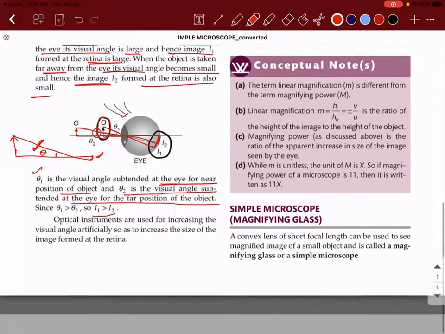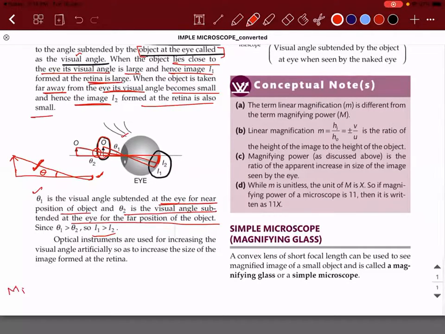Now, we need to answer an important question. Why is a microscope needed in the first place? Why do we use a microscope? To see enlarged images, right? So we use them to see the enlarged images. Optical instruments are basically used for increasing the visual angle artificially.